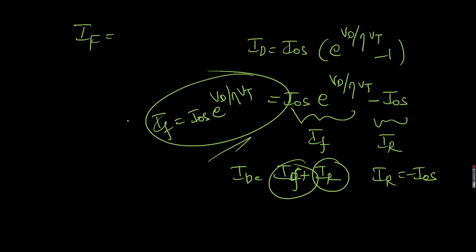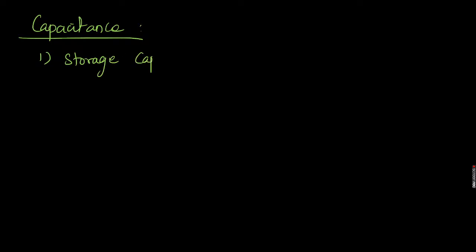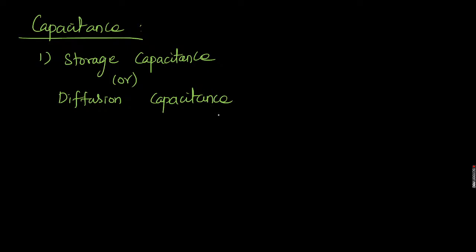Okay, this is all about resistance. Now let us discuss the capacitance of the diode. The next important area is the capacitance of the diode. First, let me discuss storage capacitance. Sometimes in your examination, in place of storage they will use diffusion capacitance. That is diffusion capacitance only, so it can also be considered as diffusion capacitance.